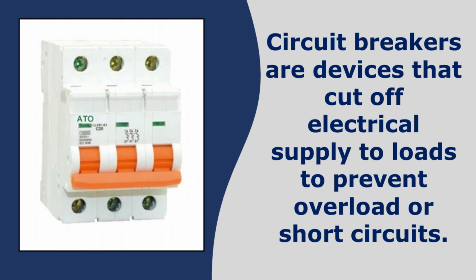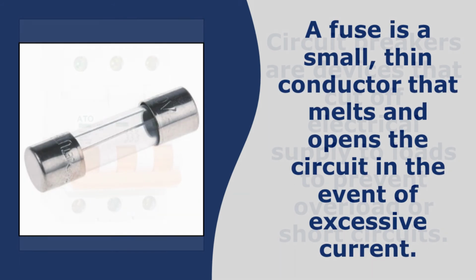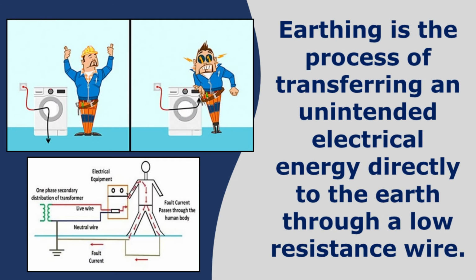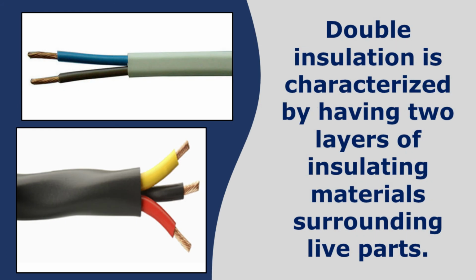Circuit breakers are devices that cut off electrical supply to loads to prevent overload or short circuits. A fuse is a small, thin conductor that melts and opens the circuit in the event of excessive current. Earthing is the process of transferring an unintended electrical energy directly to the earth through a low resistance wire. Double insulation is characterized by having two layers of insulating materials surrounding live parts.